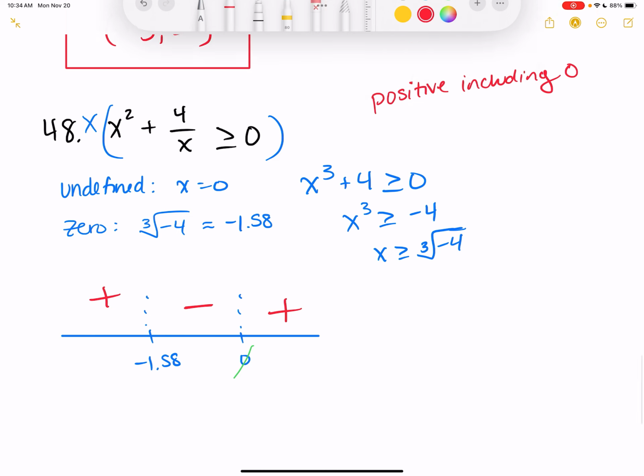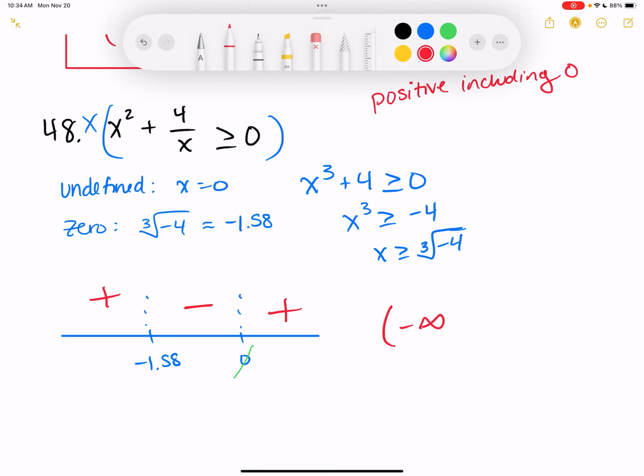Anyways. So, I'm at negative infinity to negative 1.58, and you can write it as the cube root of negative 4. Either way is fine. But we are including that, union 0 to infinity, not including. So that's where it would be positive. So do we not include the 0 because it's undefined? Correct. It was an undefined value, so that's why we don't include it.